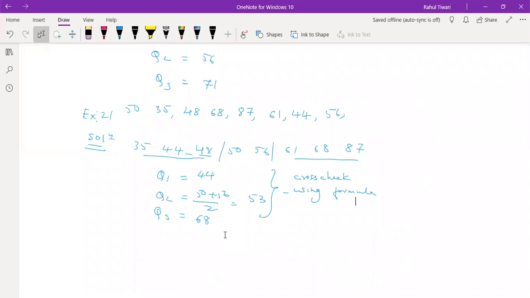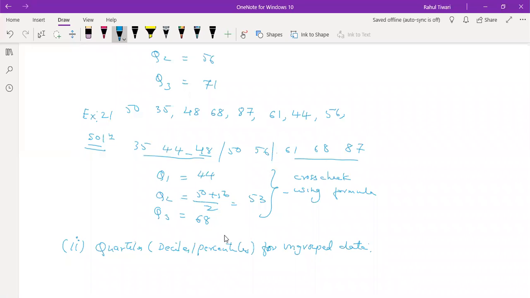So in the next class we will see how we can find quartiles, that is, in brackets, deciles, percentiles for ungrouped data, ungrouped frequency distribution, or I can call it ungrouped data. Okay, so this we will see in the next class.